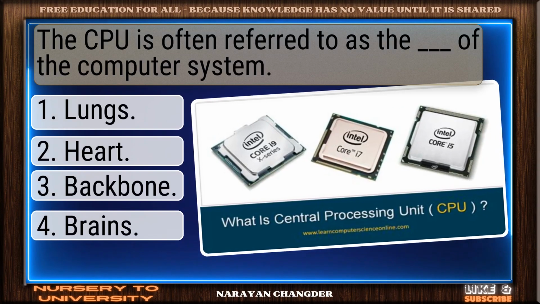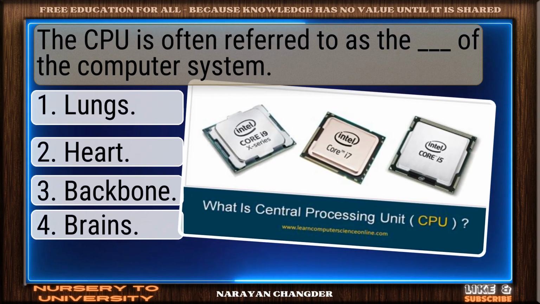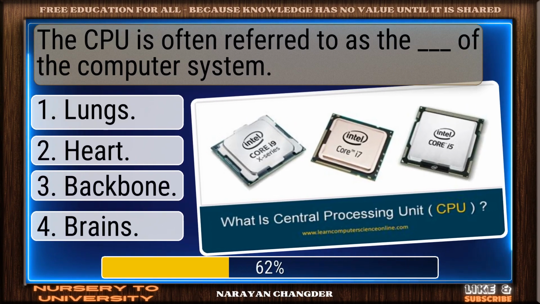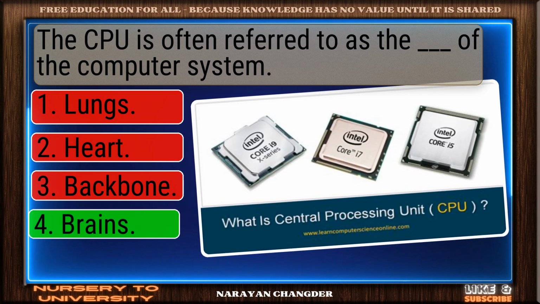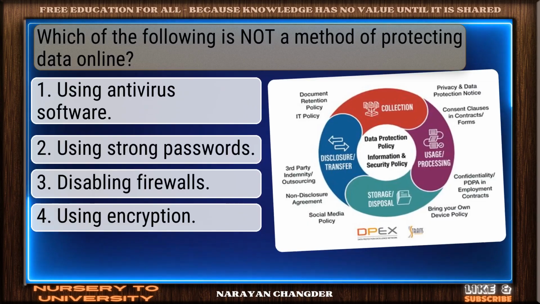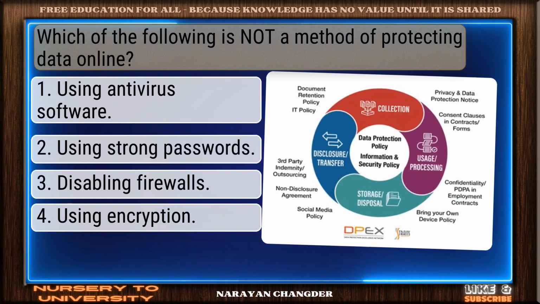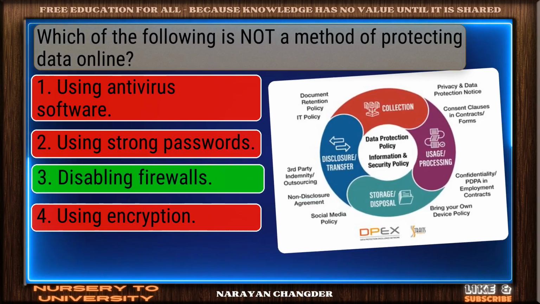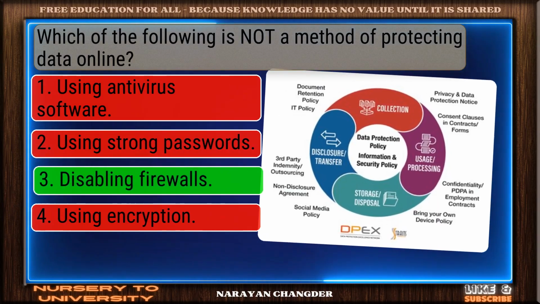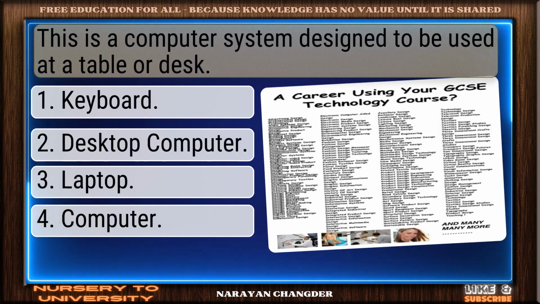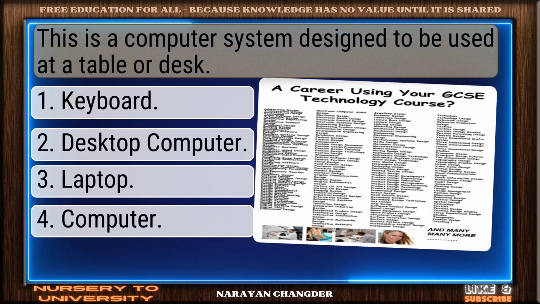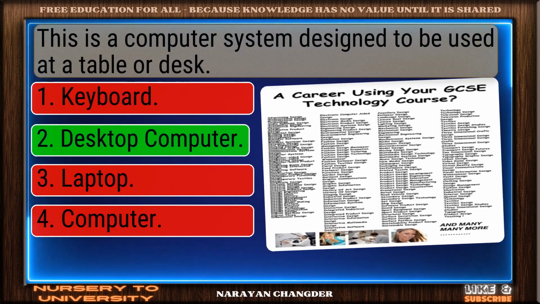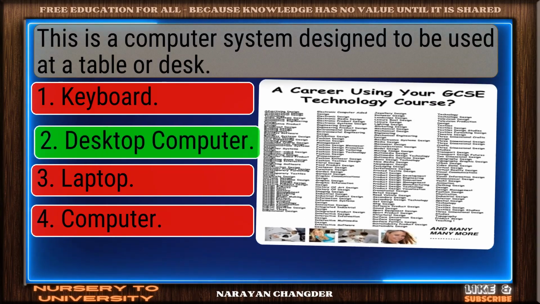The CPU is often referred to as the dash of the computer system. Sharp thinking. Brains is right. Which of the following is not a method of protecting data online? Well reasoned. Disabling firewalls is correct. This is a computer system designed to be used at a table or desk. Strong choice. Desktop computer is right.